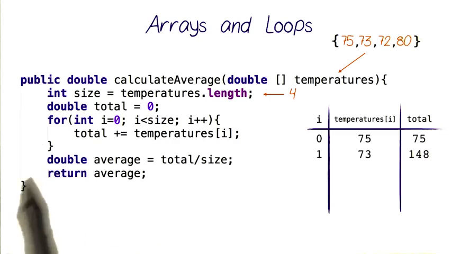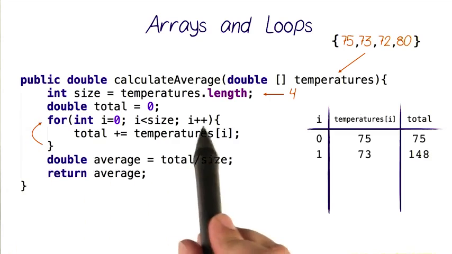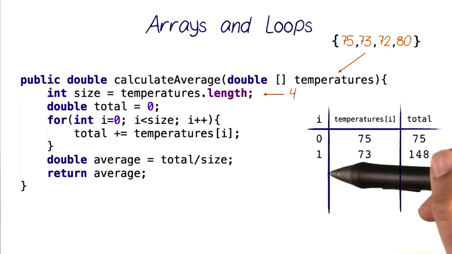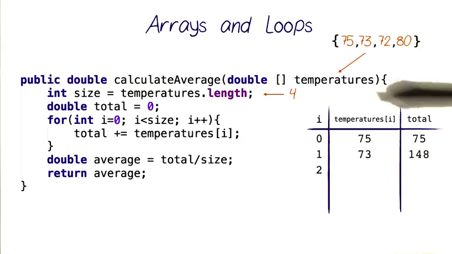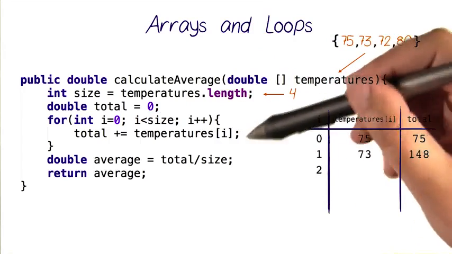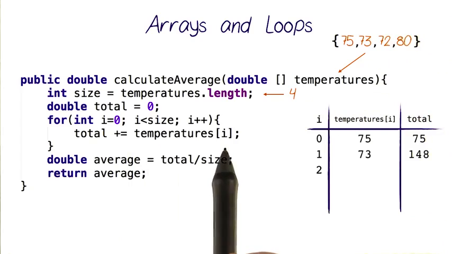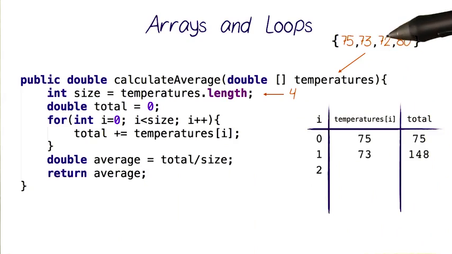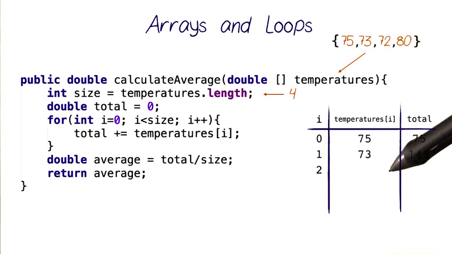Again, we'll reach this closing brackets, so we go back up, increment I by 1, making it from 1 to 2, and then we go back and check if I is less than size. Size is 4, so that's still true, so we step inside the loop again. Temperatures of I at that point is temperatures of 2, so that's the item of index 2 here, which is 72. And then we're adding that to our total. So we're updating total from 148 to 220.